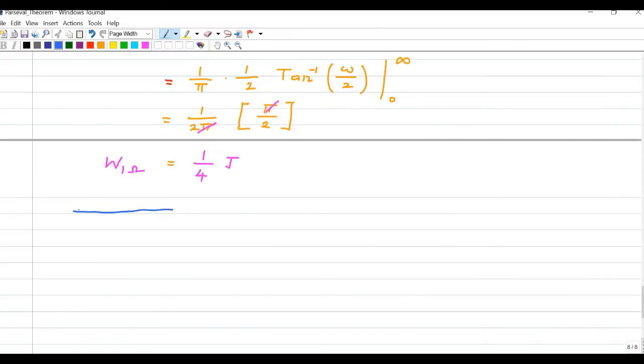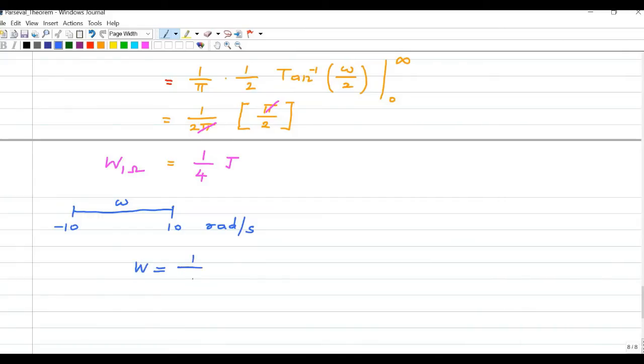That particular band is, I think, minus 10. Can you verify? Minus 10 to plus 10, right? Omega between minus 10 to plus 10. So the question is, what is the energy contained in this band? What is the energy that is available in this band? I'm using W to represent that energy.